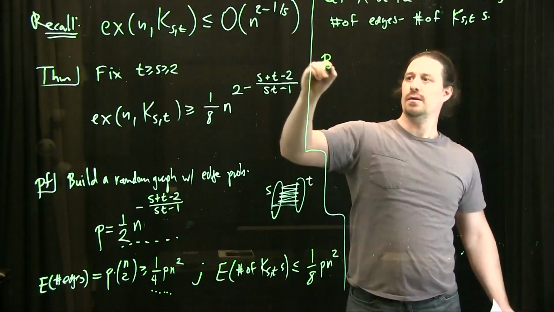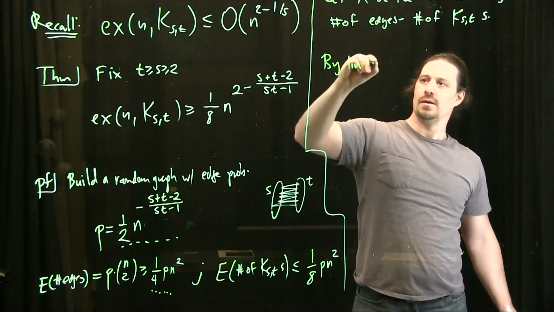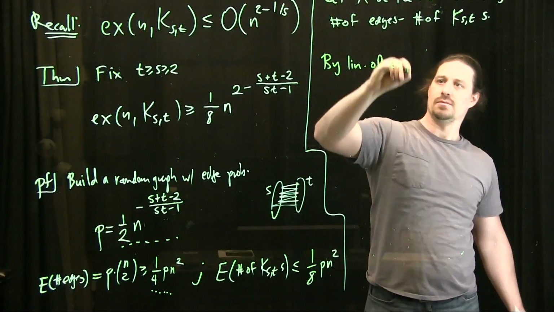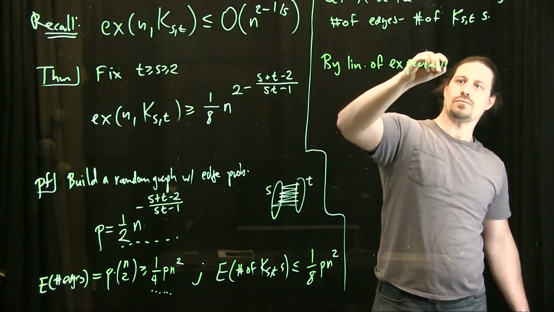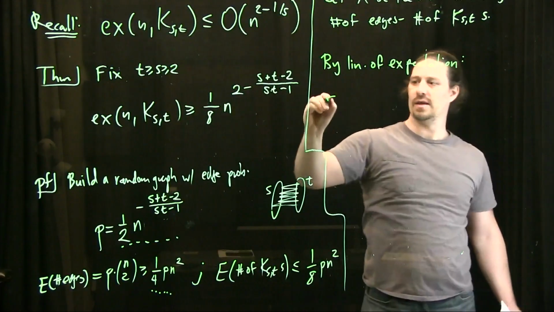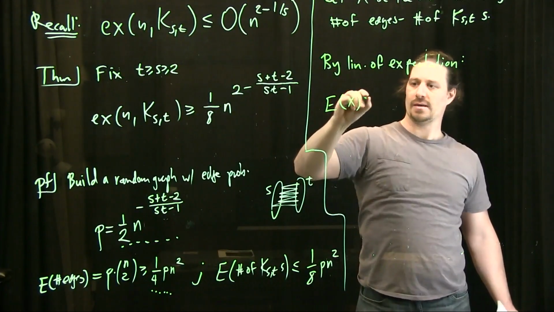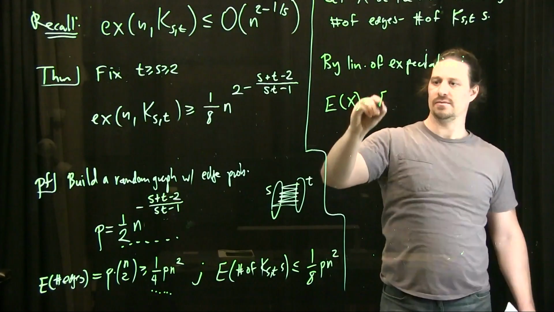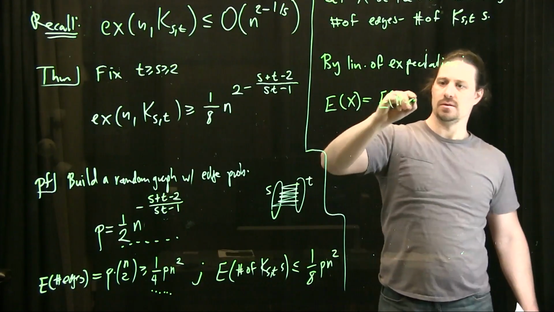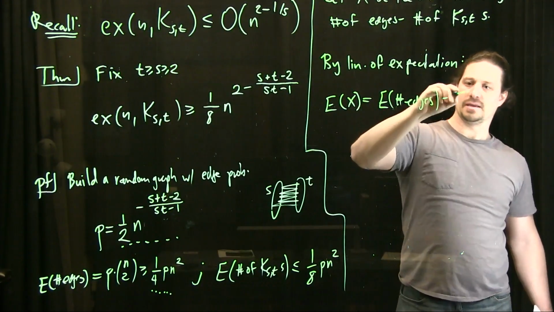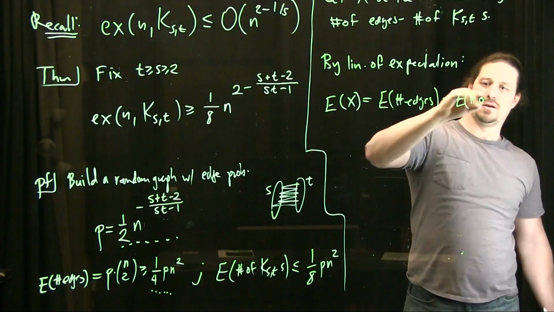Okay, so now by linearity of expectation, what do we have? We have that the expected value of x can just be written as the expected value for the number of edges minus the expectation for the number of K_st's.